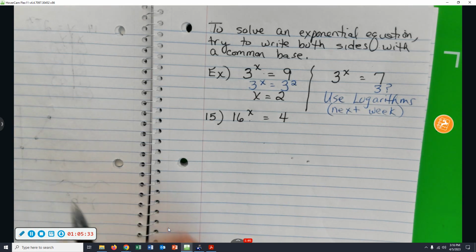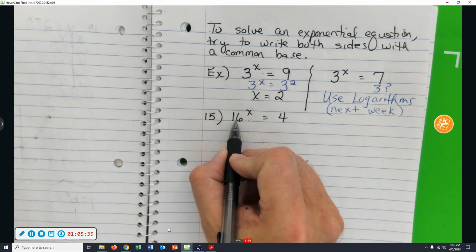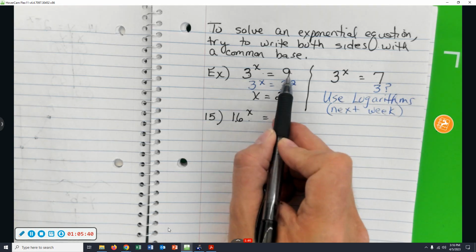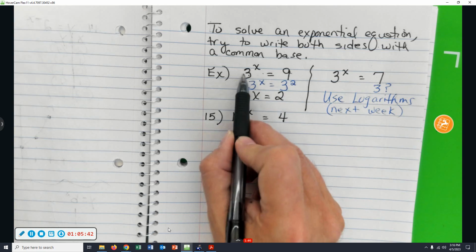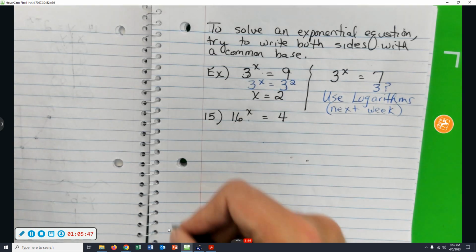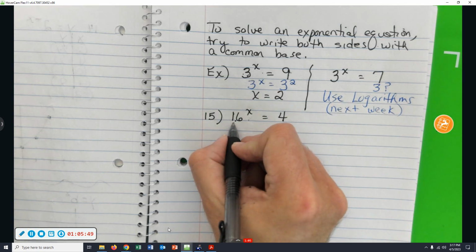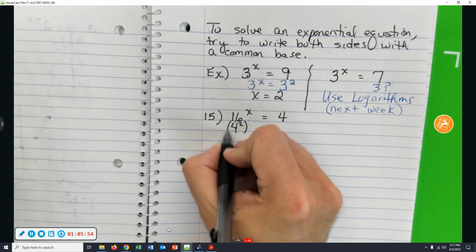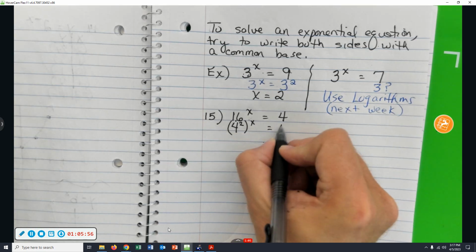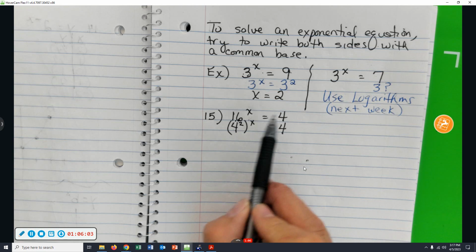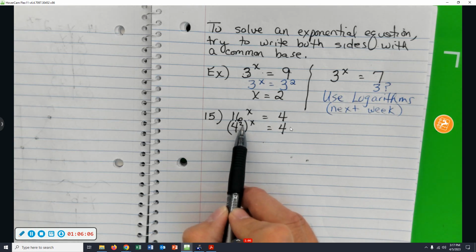4 squared. Okay, start with a bigger number and ask if you can rewrite it with a smaller number. That's what we did here, isn't it? We rewrote 9 as 3 squared. So, well, you already got the answer. What I would do is this. Rewrite the 16 as 4 squared. I'm taking the bigger number, rewriting it as a power of the smaller base.